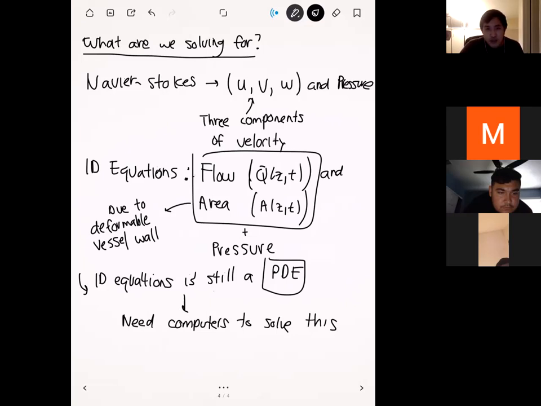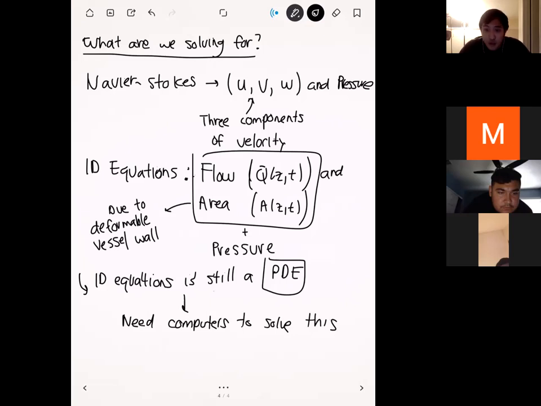Because I'm not going to be asking you to implement a 1D code in this class, because that's a small graduate project by itself. But I do want you to understand how we obtain certain things and what the different terms mean. Okay, so any questions on this before we dive into the derivations?